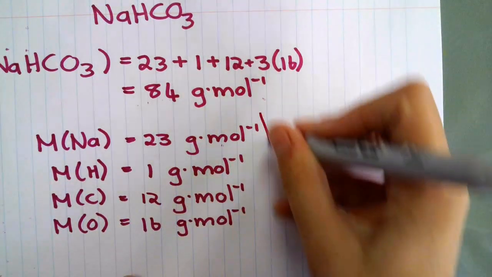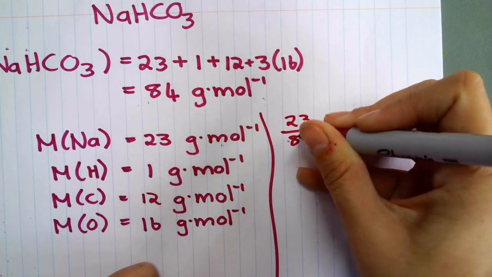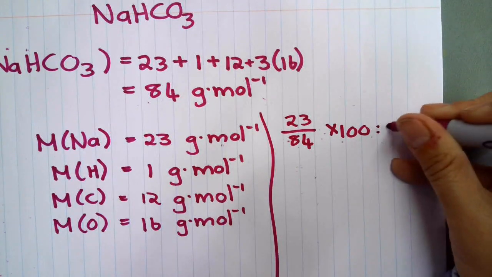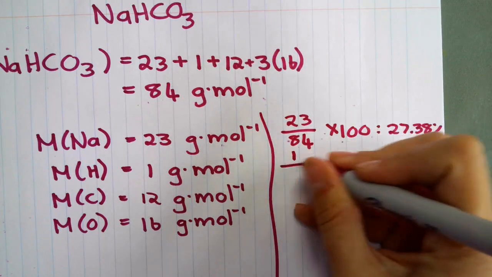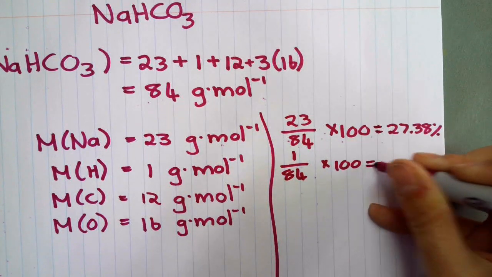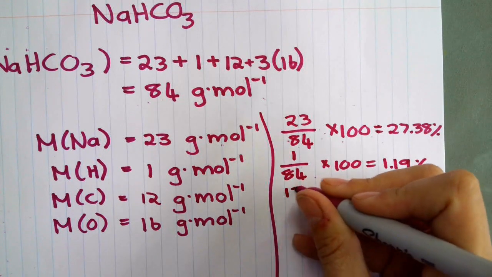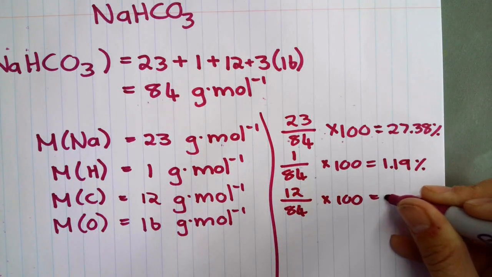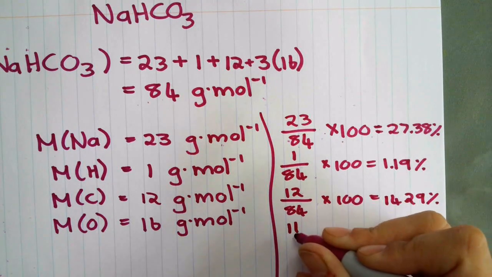This one, in this case, I'm going to write it down next to each other. This case, it's going to be 23 out of 84, just like a test, times 100. Dit gaan vir jou gee 27.38%. You've got your second one. Dit gaan vir jou 1.19% gee. This one, out of 84 times 100, gee vir jou 14.29%. And your last one is 16.